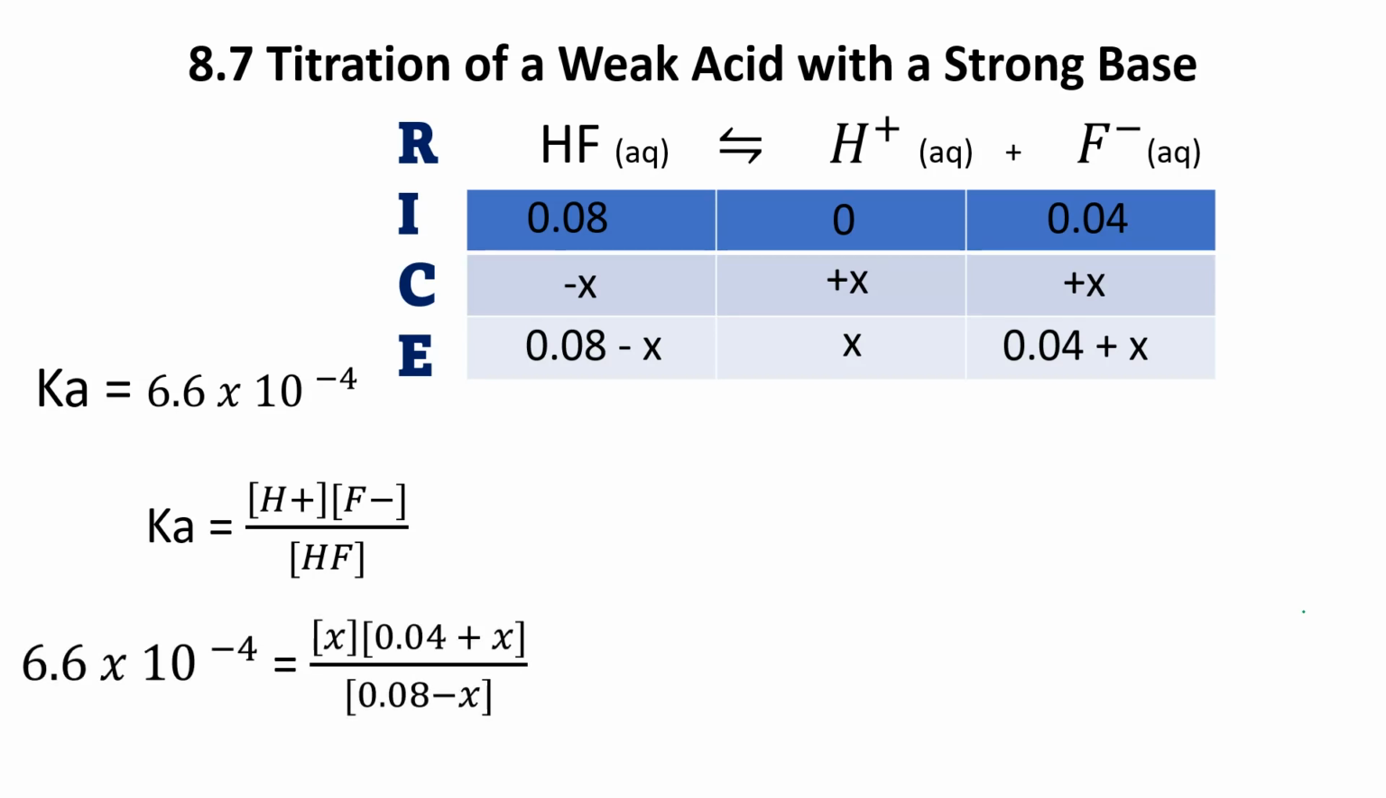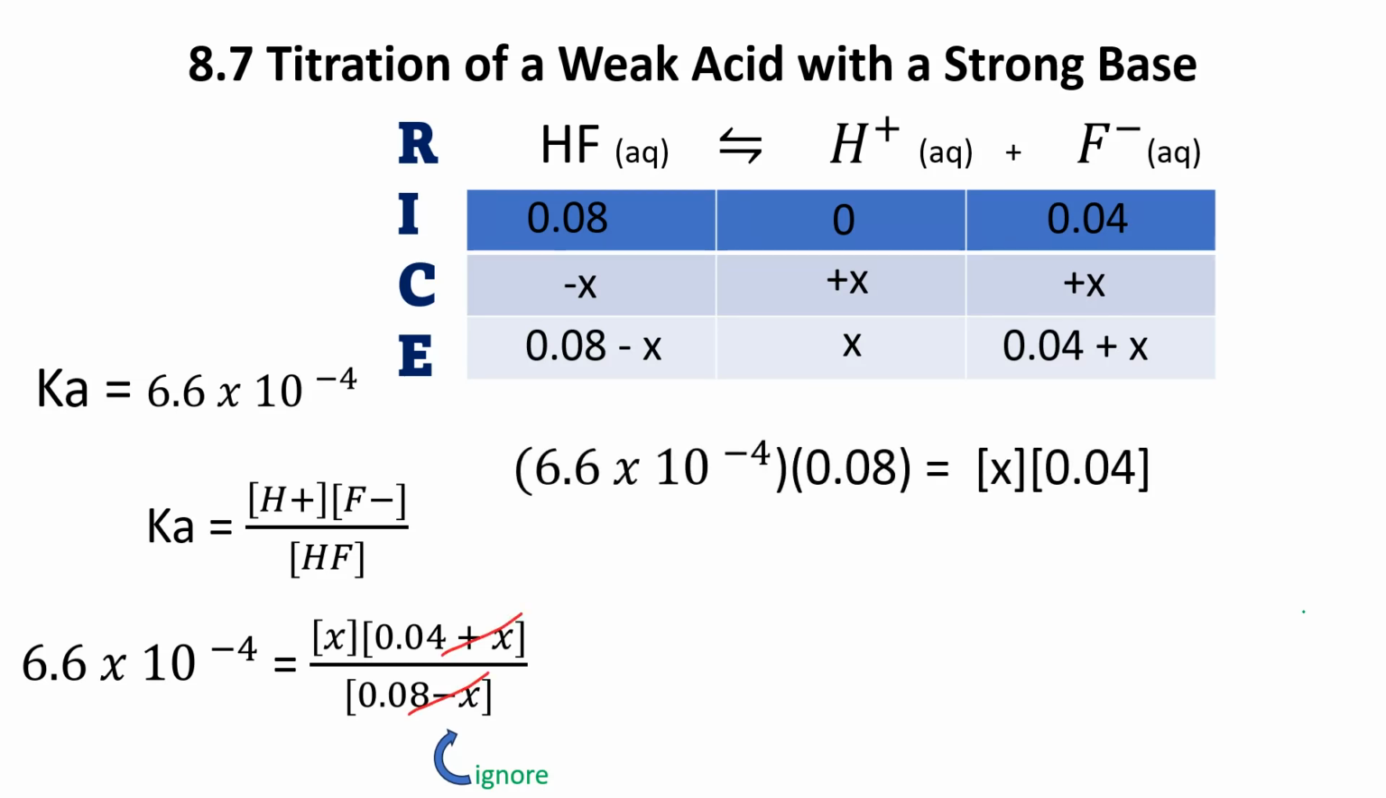Now the only difference here from the last time is that we've got two x's we can ignore. We're going to ignore that one. We're going to ignore that one. So it's going to make our math a little bit simpler. So all I've done is I've done one cross multiplying here. I've done the left side multiplied by, I've done that times that.